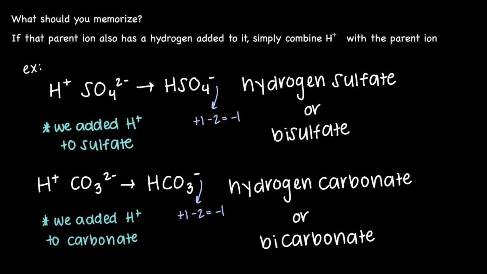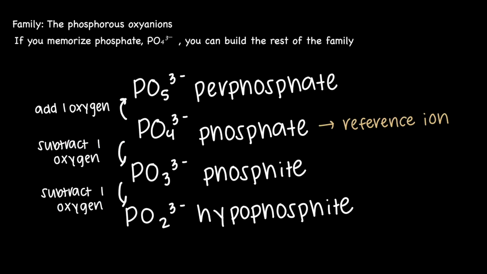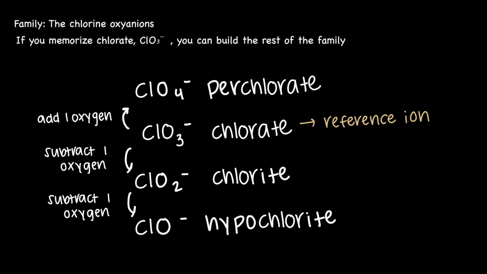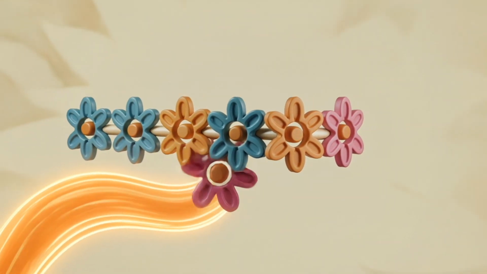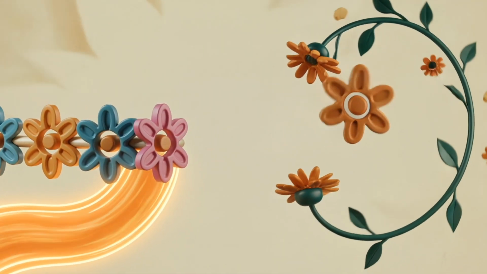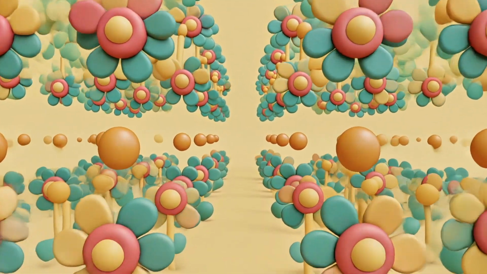If that parent ion also has a hydrogen added to it, simply combine H+ with the parent ion. For example, sulfate becomes HSO4-, hydrogen sulfate, or bisulfate. Carbonate becomes HCO3-, hydrogen carbonate or bicarbonate. The positive 1 charge from hydrogen increases the overall charge of the ion by 1. Once you know the parent ion, you can build the rest of the family without memorizing each one separately. Instead of one giant list of unrelated formulas, you'll start seeing groups of connected ions. And that makes naming compounds, writing formulas, predicting products, and balancing reactions much easier throughout general chemistry.